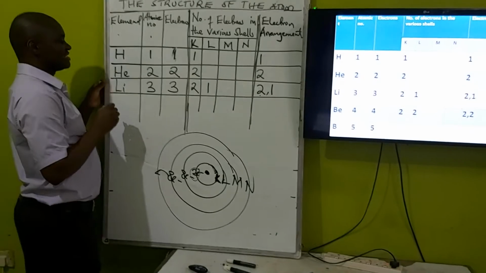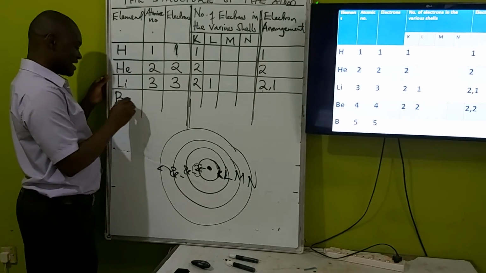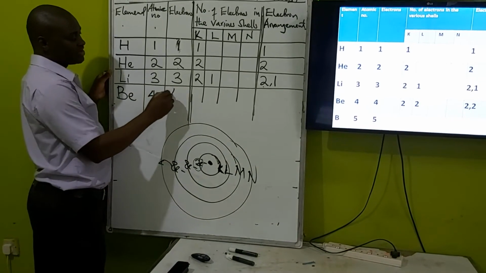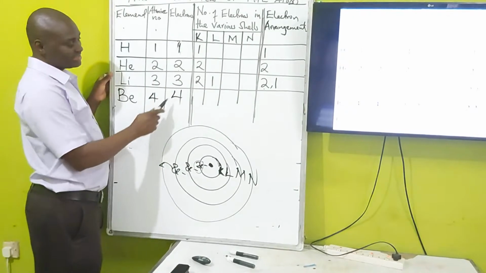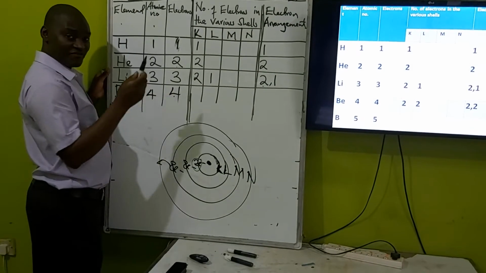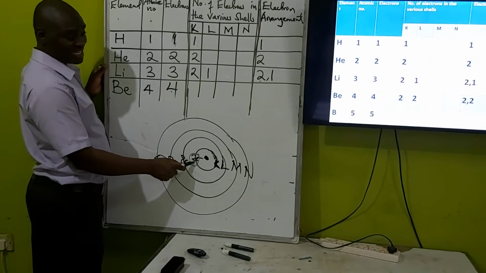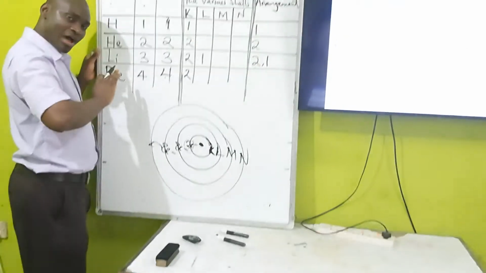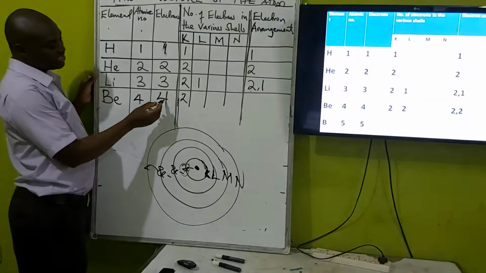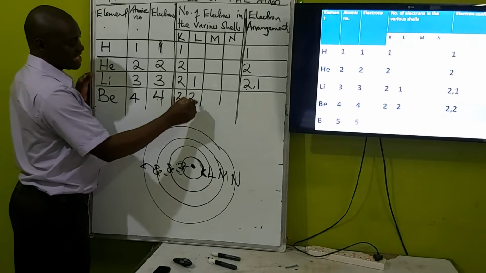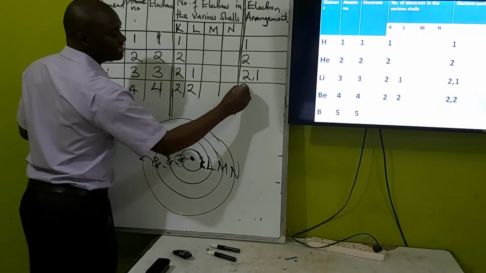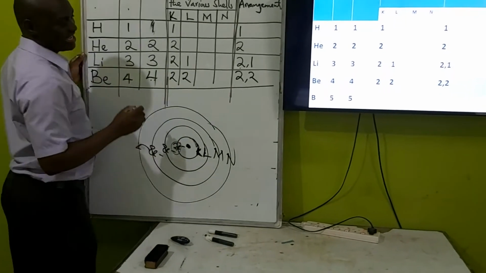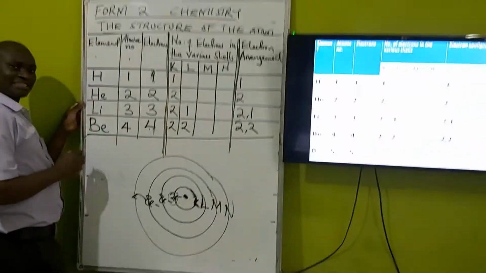The fourth element is beryllium, which is number 4. How many electrons? 4 electrons. The first 2 will move to the first energy level K. So this one will only take 2 electrons. It is now filled. The remaining 2 will move to the second energy level L. So it will be 2, 2. We close that chapter.